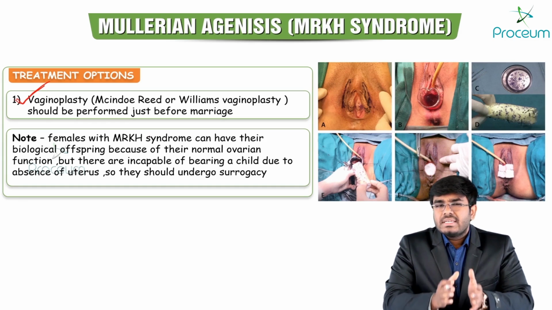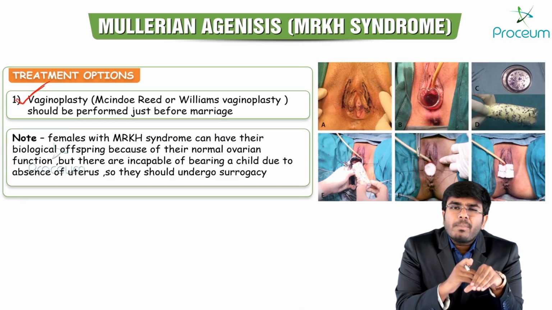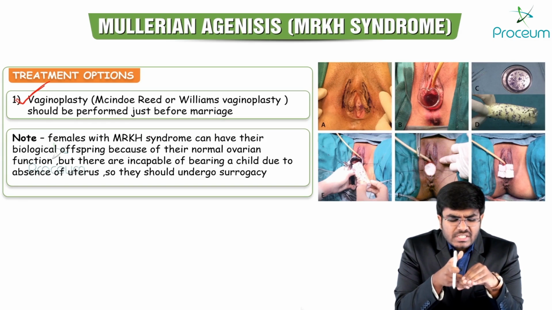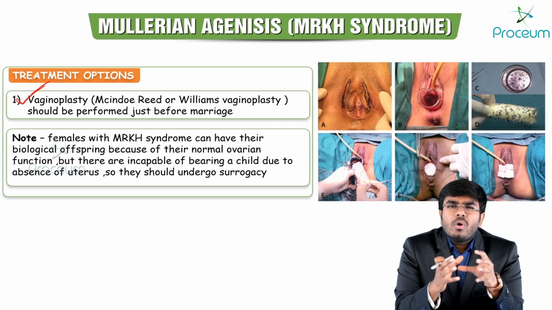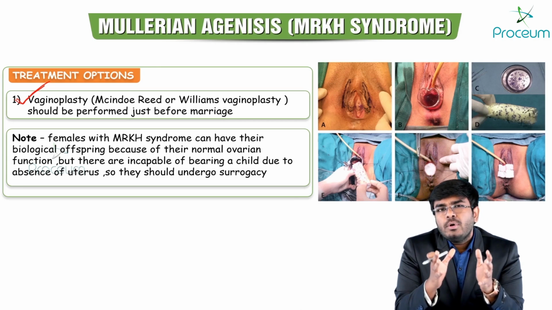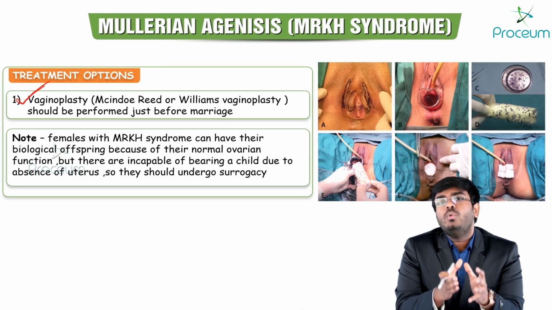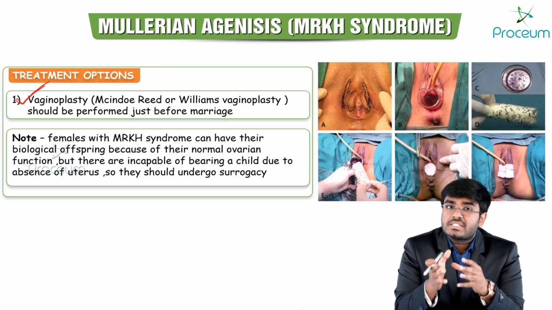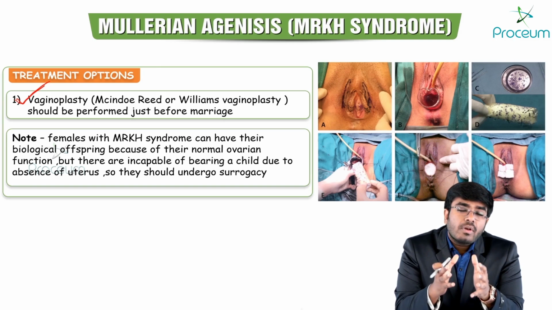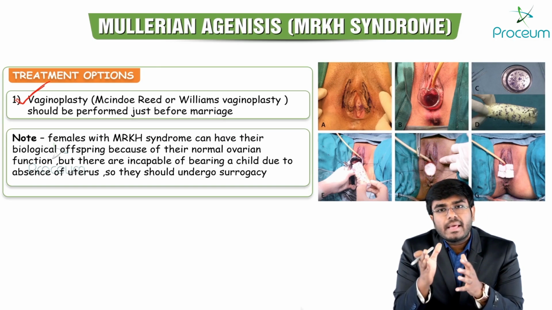Okay, why? Because she is having a simple blind pouched vagina. There is a shallow depression. Now, she cannot have normal intercourse after marriage. So what we can do here is vaginoplasty, so that she can have normal intercourse after her marriage.